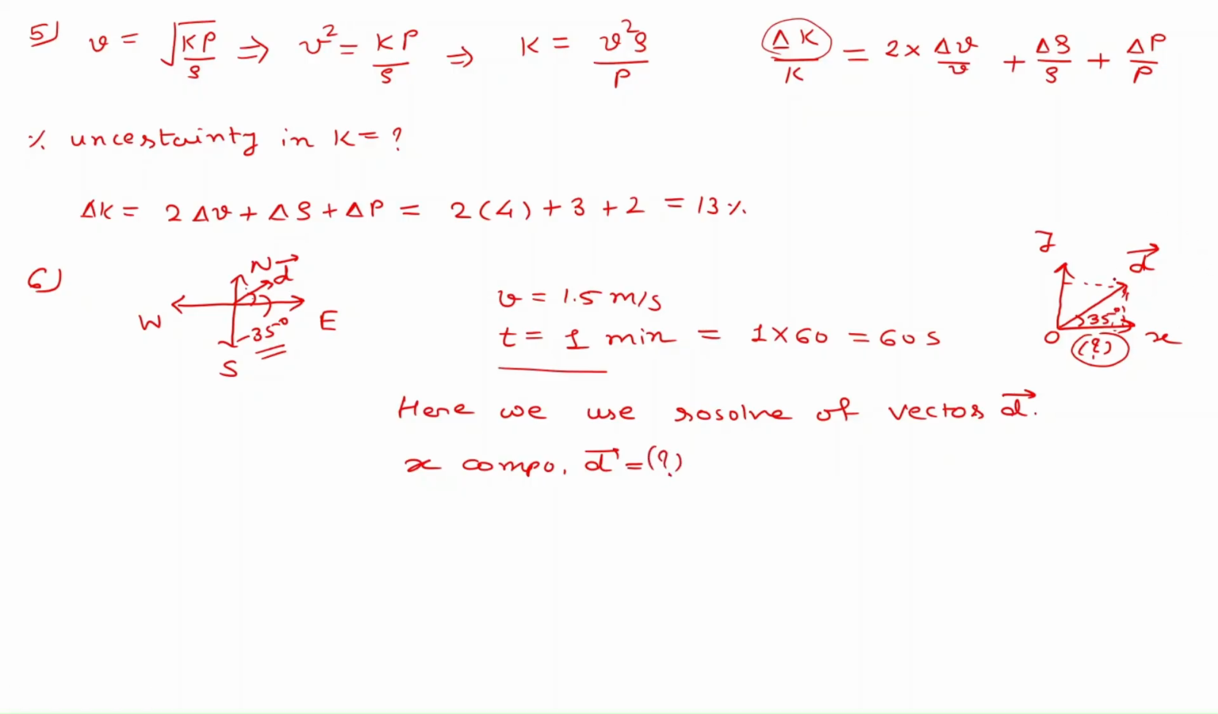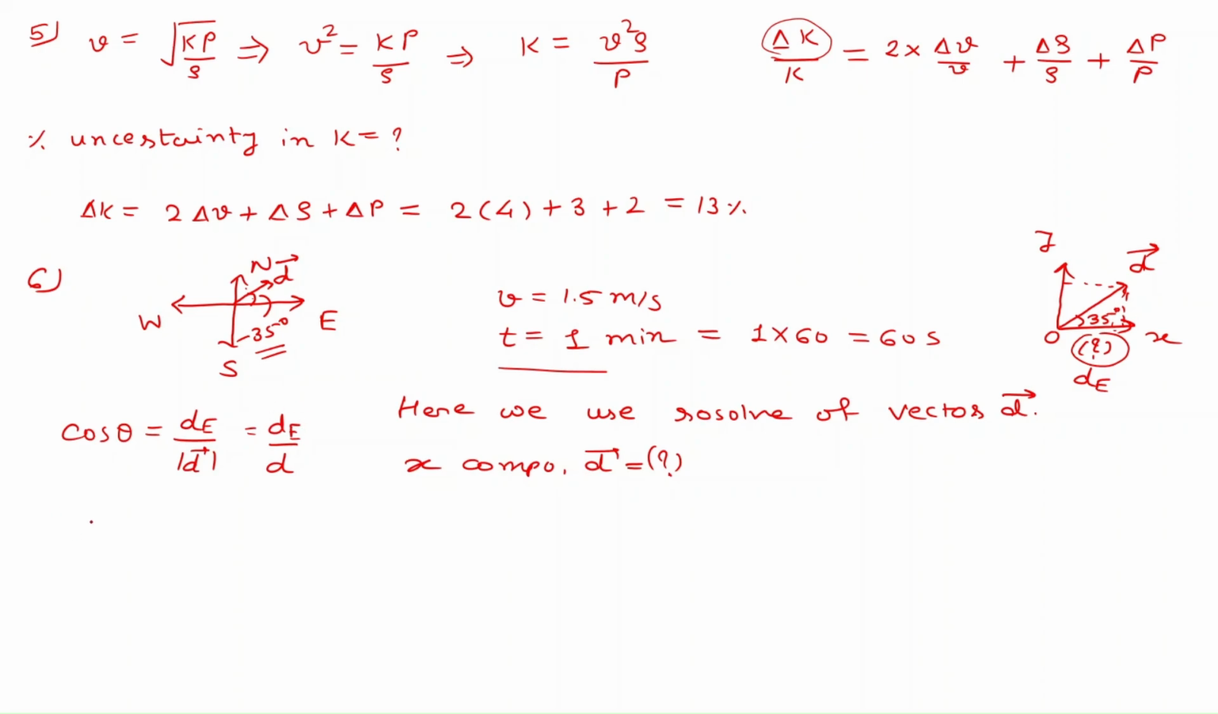So this is the use of resolving the vector. Now how do we find it? For this we do cos theta. Cos theta means the corresponding angle, which we denote by DE, upon the hypotenuse. Hypotenuse means the magnitude of the D vector, which you write like this, or you can also write only D. Now we know the theta value, which is 35 degrees.